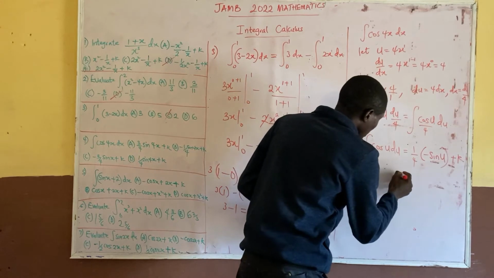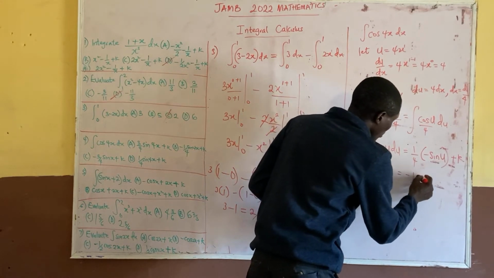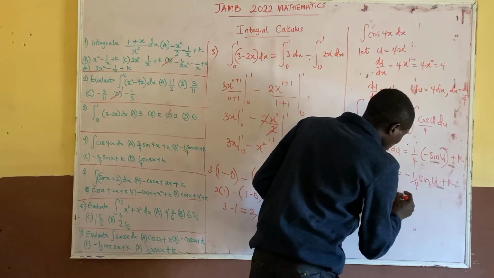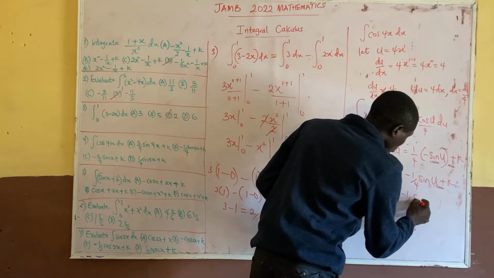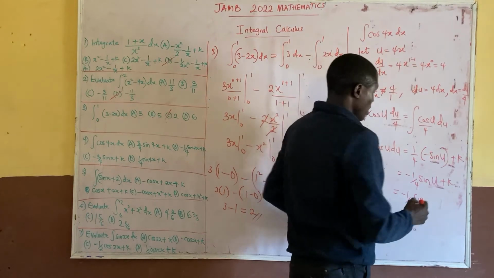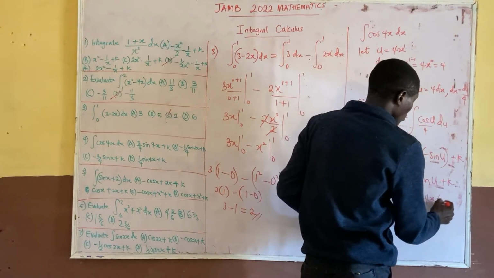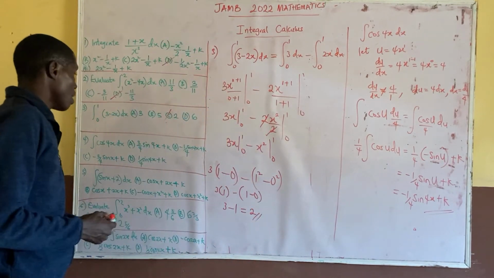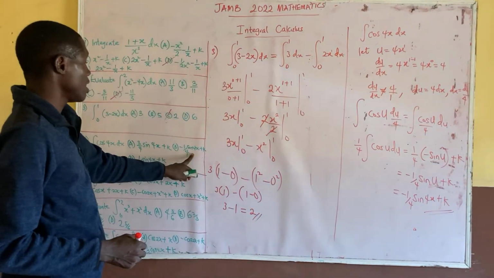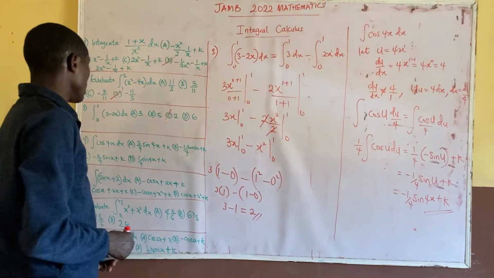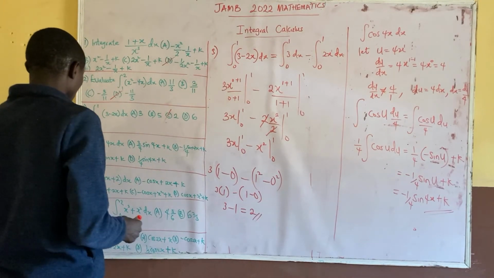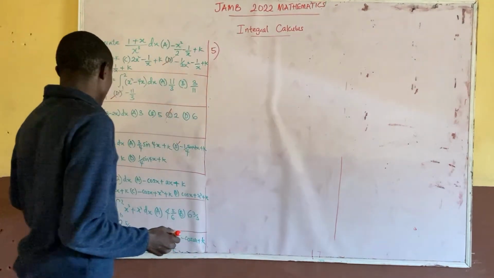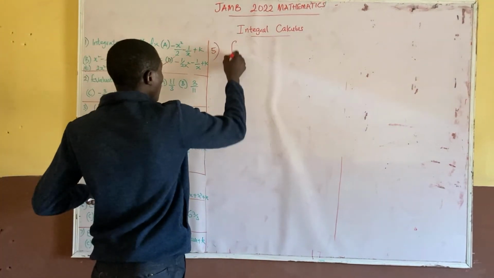So the final answer you have is minus 1 over 4 sine u plus k. Then remember that u itself is 4x, so we replace it. Final answer: minus 1 over 4 sine 4x plus k. Option B.